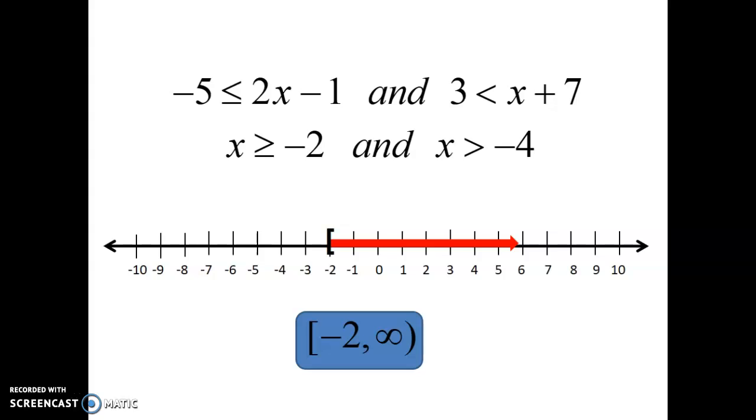Please try the practice problems, and then we can go over these at some point in time and make sure that we're understanding all the inequalities. Good luck.